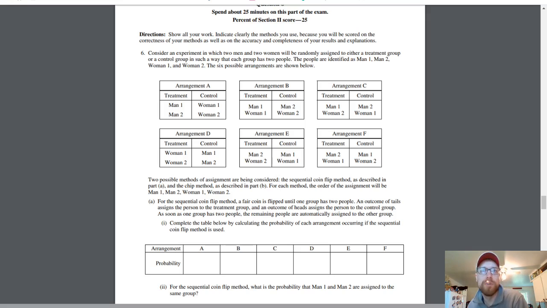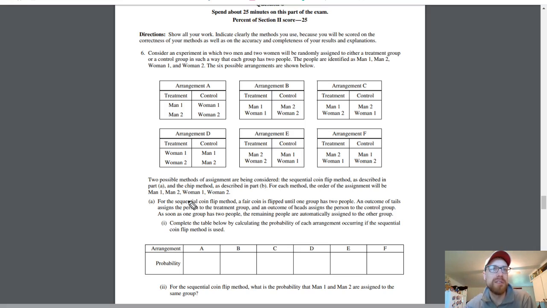For the sequential coin flip method, a fair coin is flipped until one group has 2 people. An outcome of tails assigns the person to the treatment group, and an outcome of heads assigns the person to the control group. As soon as one group has 2 people, the remaining people are automatically assigned to the other group. Alright. Complete the table below by calculating the probability of each arrangement occurring if the sequential coin flip method is used. Okay, so essentially, we're going to go through these arrangements, and see how we would have to flip coins for them to occur.